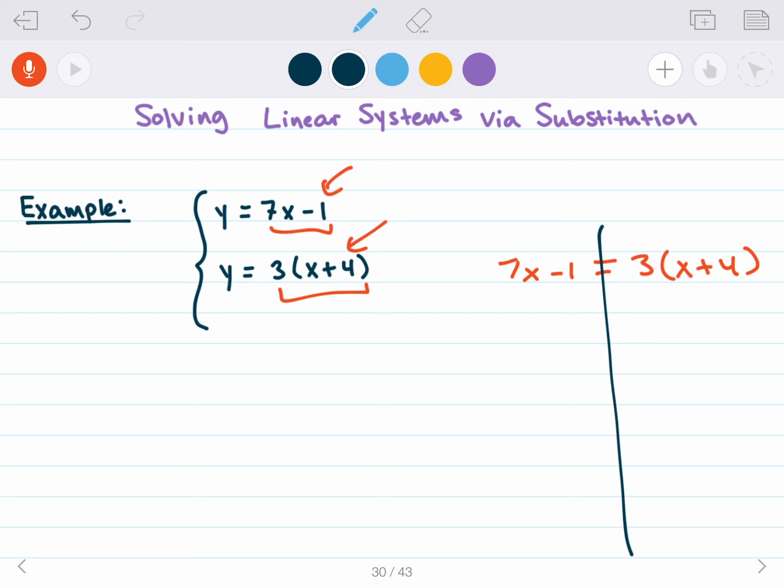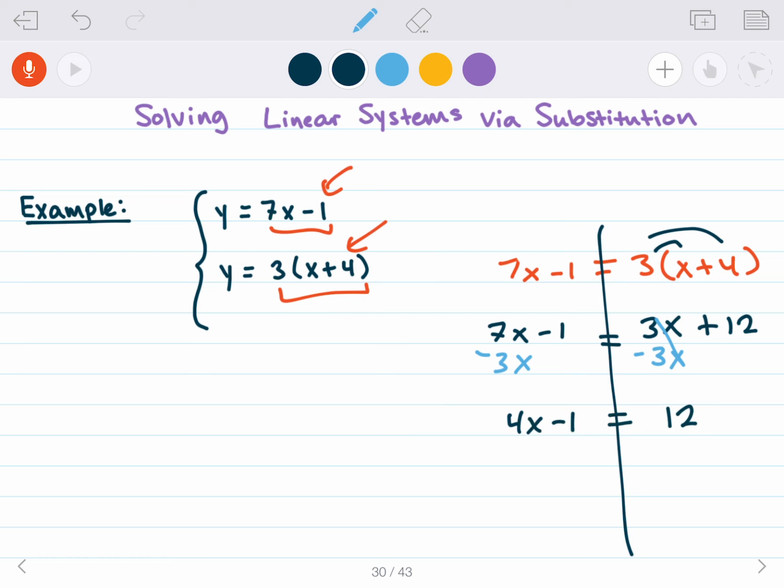On the right, I can clean this up a little by using the distributive property. So 3 times x is 3x, 3 times positive 4 is positive 12, and on the left, I'm left with 7x minus 1. I want to group my x's together, so the first thing I'll do is subtract 3x from both sides, leaving me with 4x minus 1 on the left side and 12 on the right side. Now I'll add 1 to both sides, leaving me with 4x on the left and 13 on the right. And finally, I'll divide both sides by 4 to give me x is equal to 13 over 4. So that's my answer there.